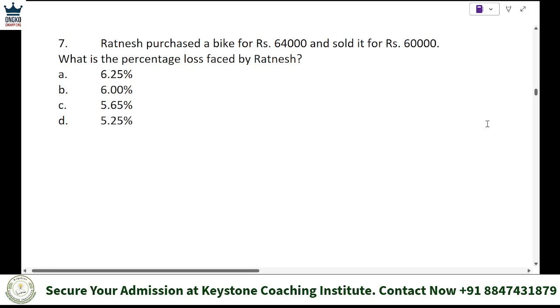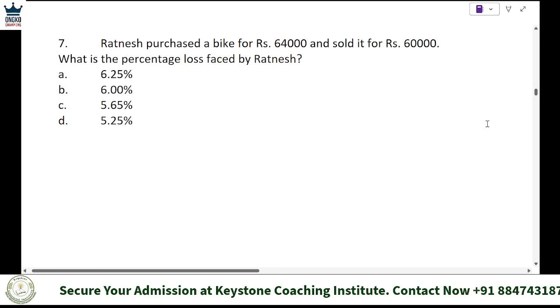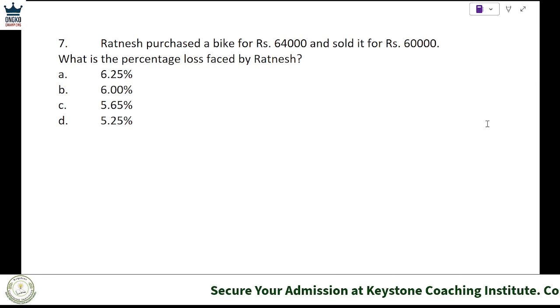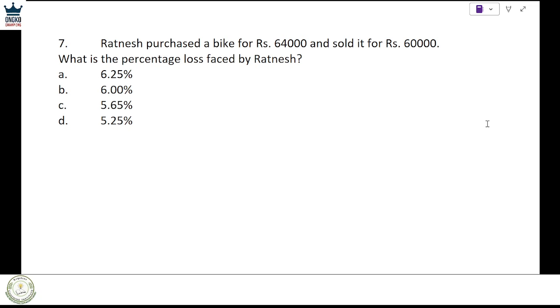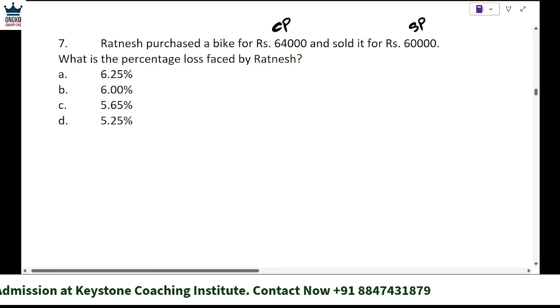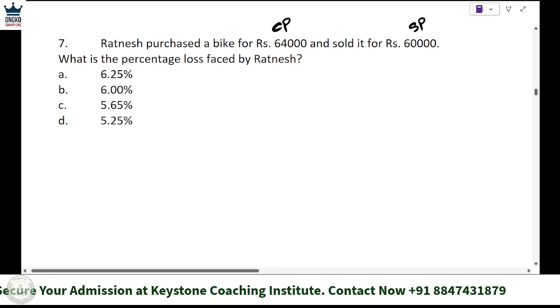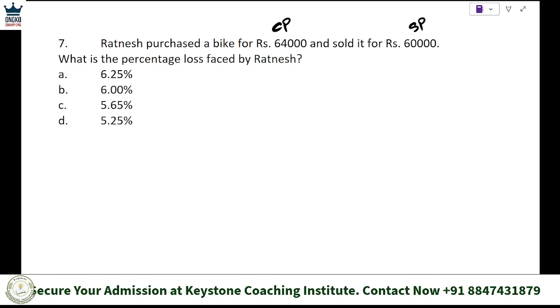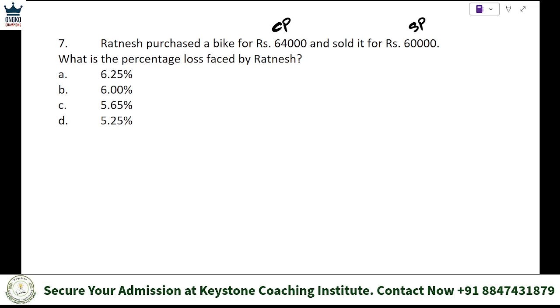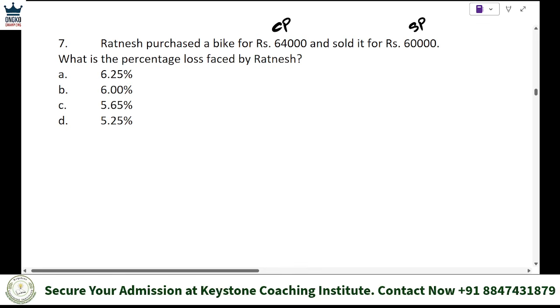So Radnish purchased a bike for rupees 64,000 and sold it for rupees 60,000. So he bought it for 64k, and the selling price is 60k. This is the cost price and this is the selling price. He sold the bike at a loss, which is 4,000. So of course this is a loss.